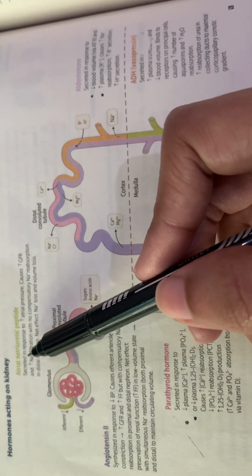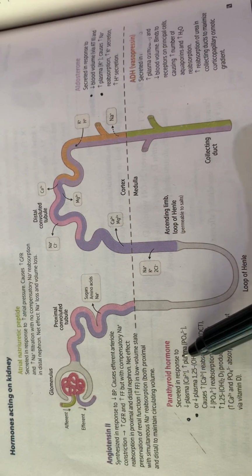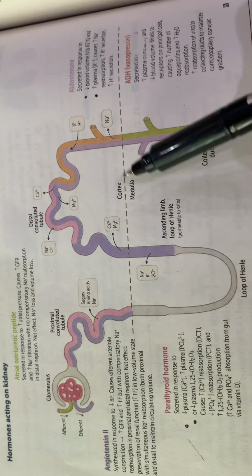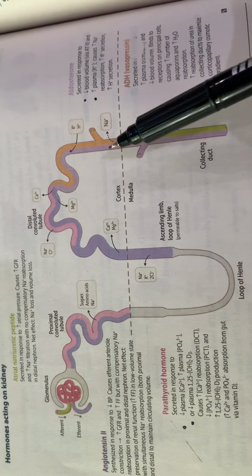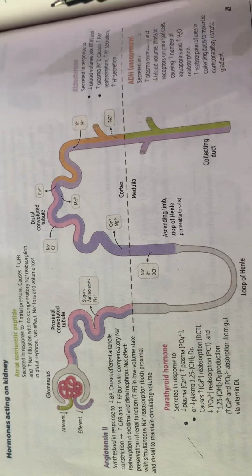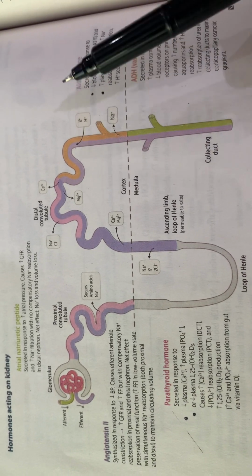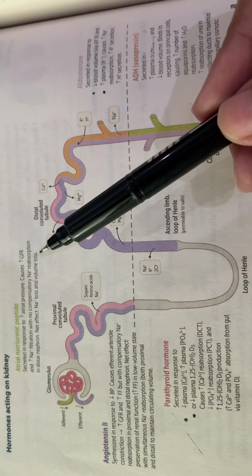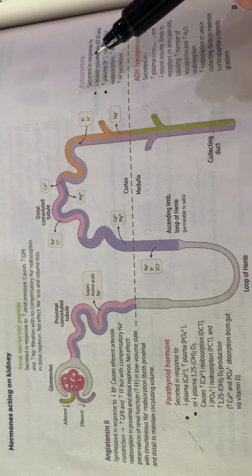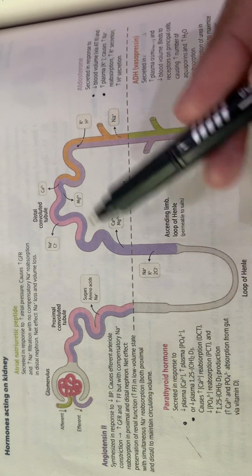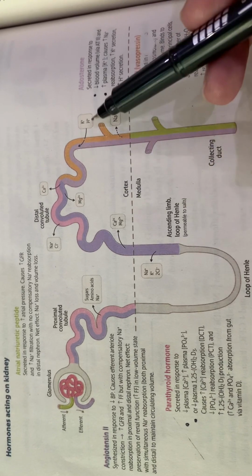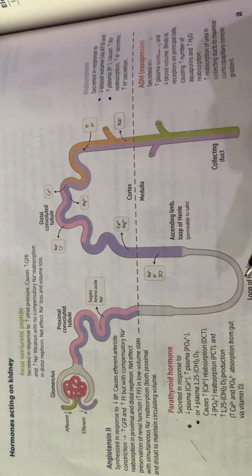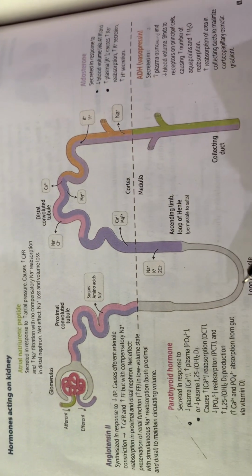These are the hormones: ANP, angiotensin 2, parathyroid hormone, aldosterone and ADH. These hormones act on different parts of the kidney for water absorption or water secretion and sodium regulation, and different hormones increase sodium reabsorption and increase sodium secretion. Some increase potassium and hydrogen secretion, some decrease them. So this was the whole mechanism of different hormones acting on the kidneys.